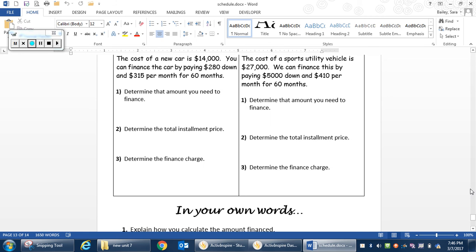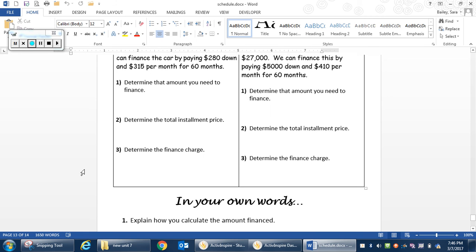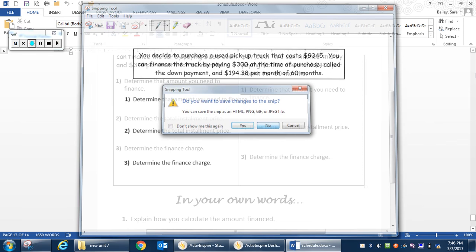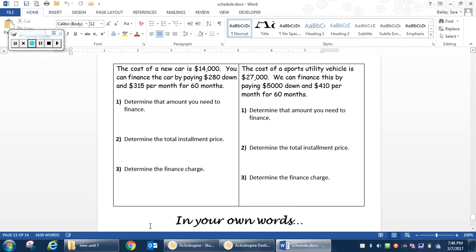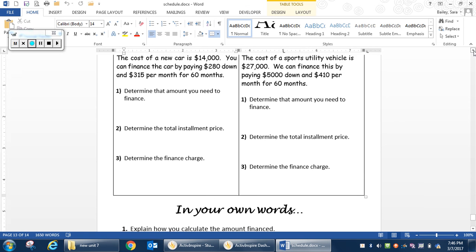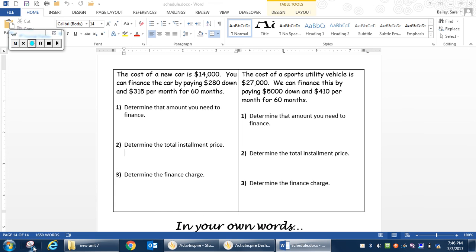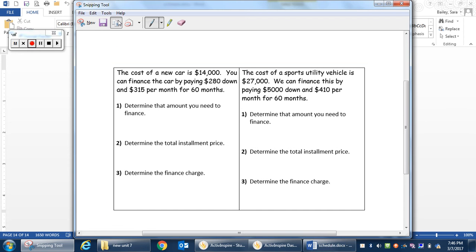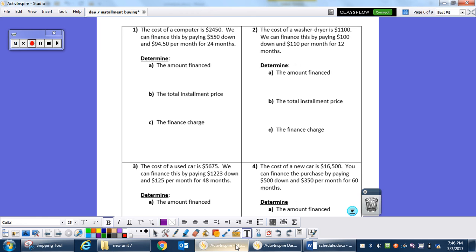Alright, you guys have the new car. You don't have the washer and dryer. Let me put these up real quick. Look, you can make your own. Oh no, I probably didn't put that on here. But in your own words, you're going to have to explain this. Okay? Alright, let's get back to the flip chart.